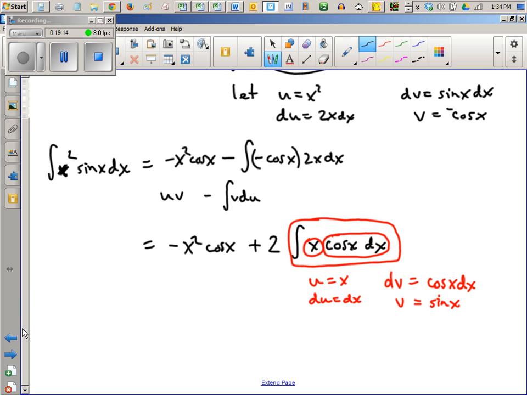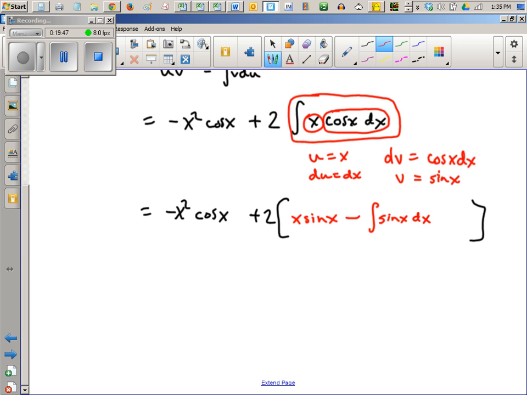Alrighty. So this part we already solved from the first IBP. And now we're doing uv minus ∫v du again with new u and v, new du and dv. So let's do another uv minus ∫v du. So what's uv now? I'll draw it in red. What is it? x sine x minus ∫v du. So that's going to be the integral of sine x, and then it's du, which is just dx.